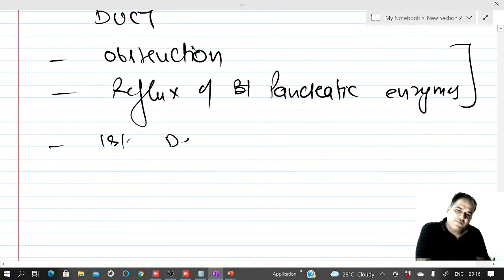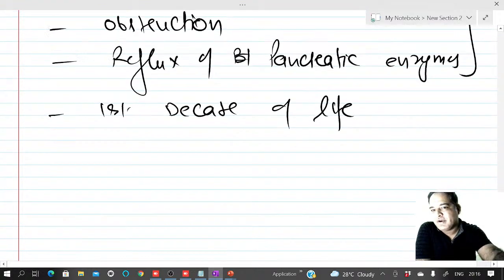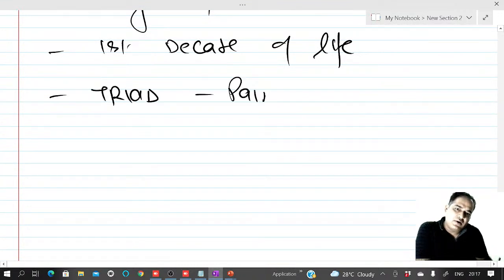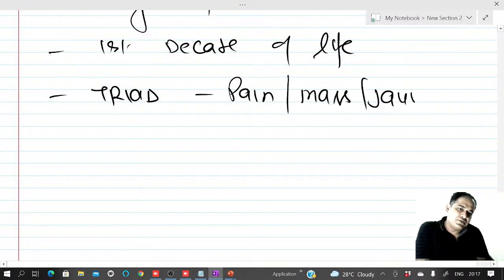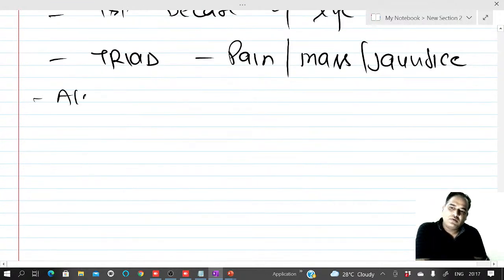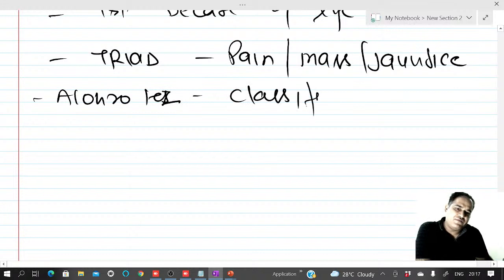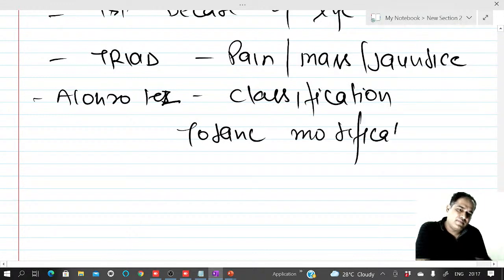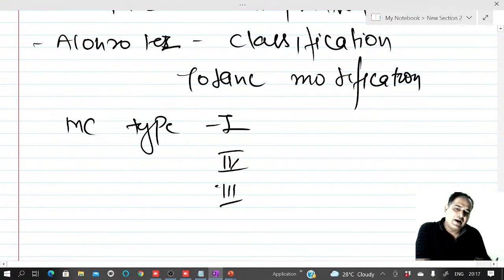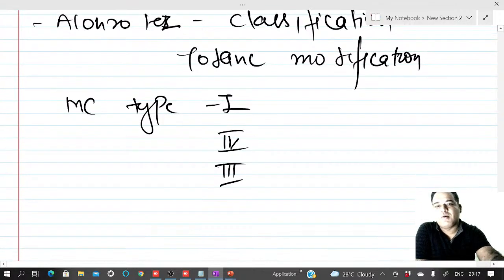They are common in the first decade of life. The clinical feature is a triad of pain, abdominal mass, and jaundice. So, the Alonso-Lej classification and Todani modification: the most common type is type 1, the second most common is type 4, and the third most common is type 3.